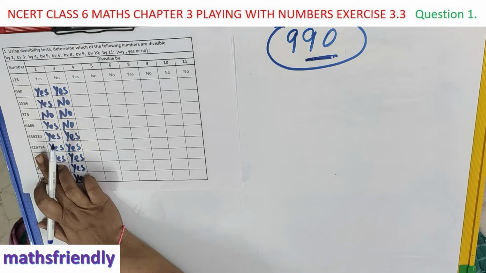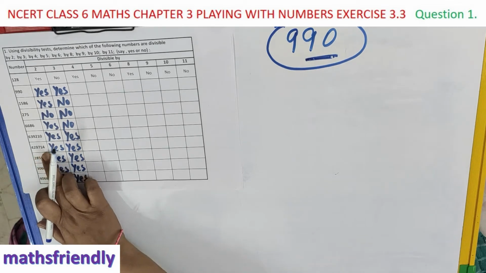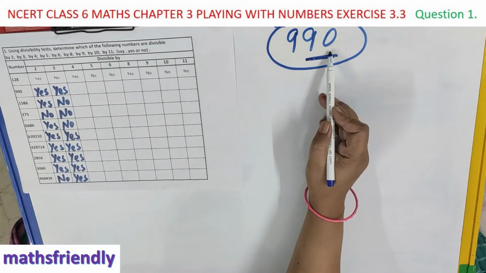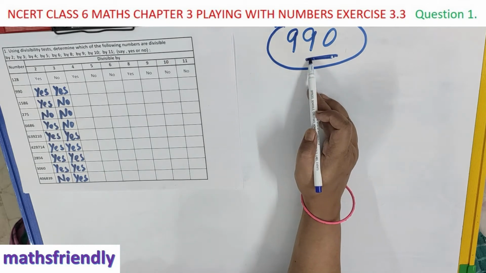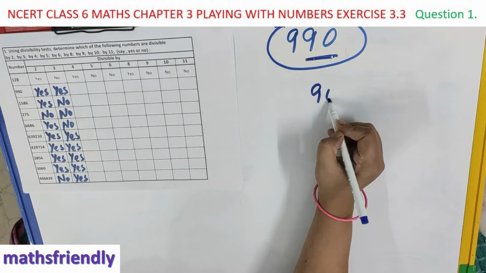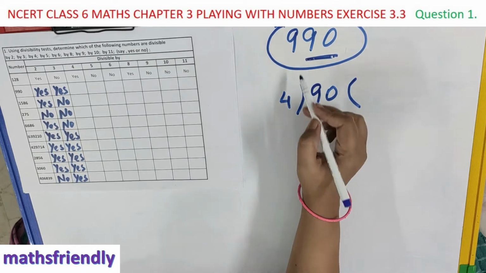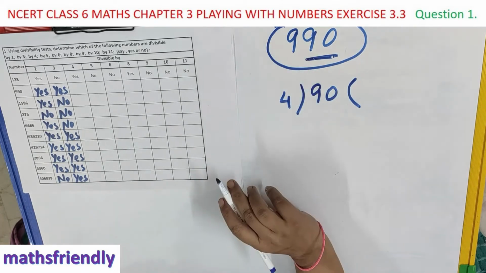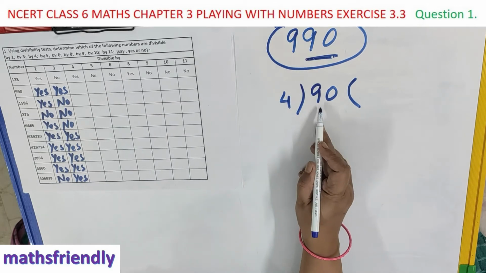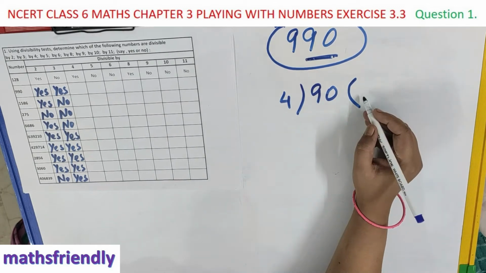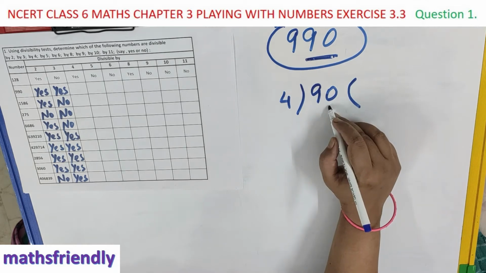We will not divide this number by 4 and then check whether this number is divisible by 4. This is not the divisibility rule. We have to check the last 2 digits, meaning the digit at the 1's place and the digit at the 10's place. If the number formed by these 2 digits is divisible by 4, then the number itself is divisible by 4. So we will divide 90 by 4 and check whether this is divisible by 4 or not.